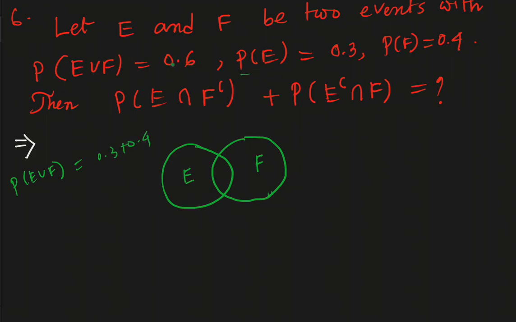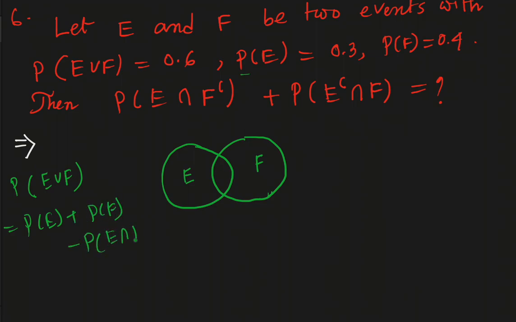Since it is 0.6, that means there is some connection between E and F, so we double count it here, so we have to subtract that from it. So here you will see that this is 0.6, that means P(E union F) = P(E) + P(F) - P(E intersection F).